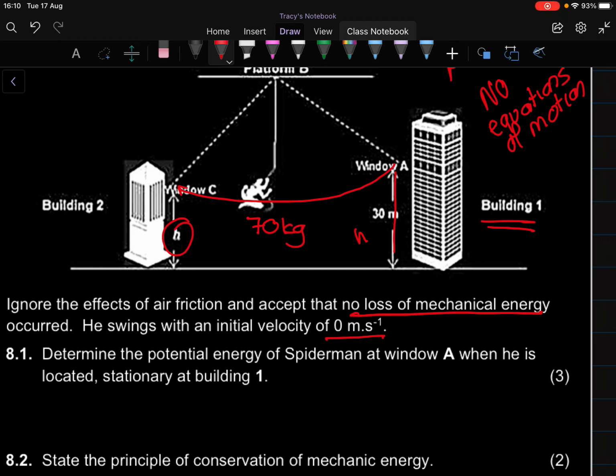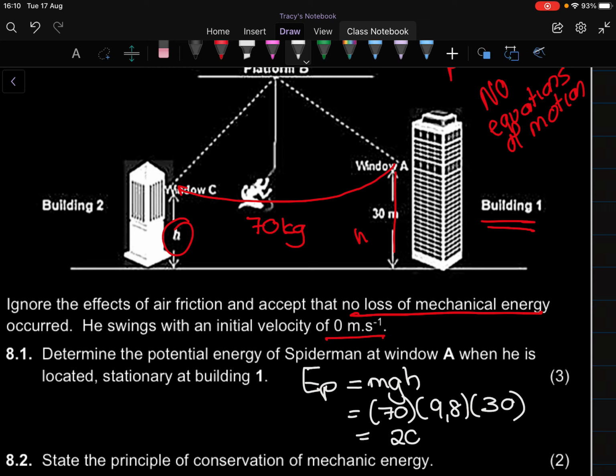First question, determine the potential energy of Spider-Man at window A when he's located stationary. So, we want EP. EP is mgh, so it's 70 times 30. No, before we do the times 30, do the times 9,8, because that's a constant, times 30, and we have 20,580 joules. Great, we know EP.